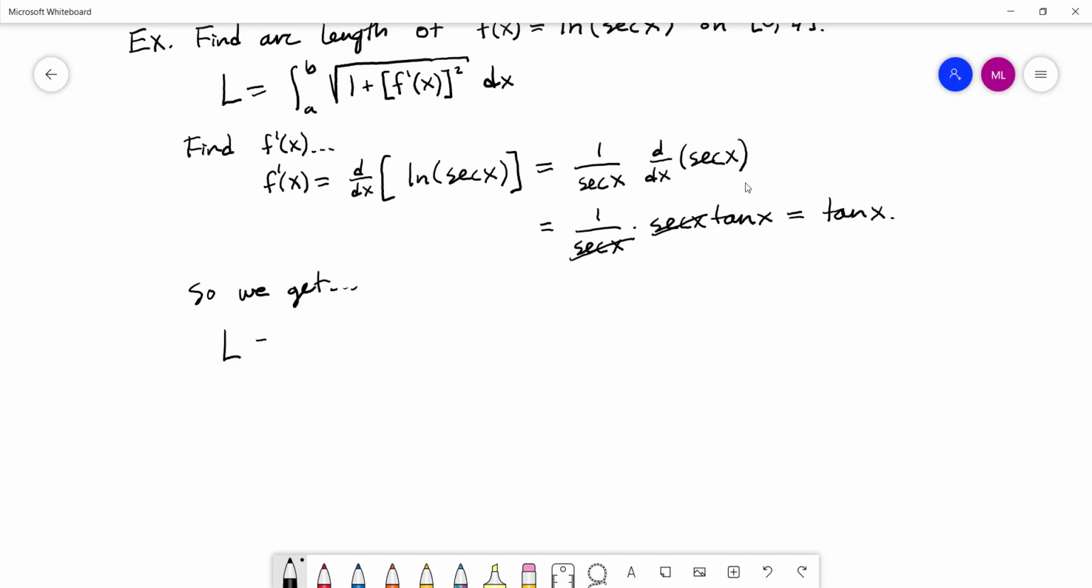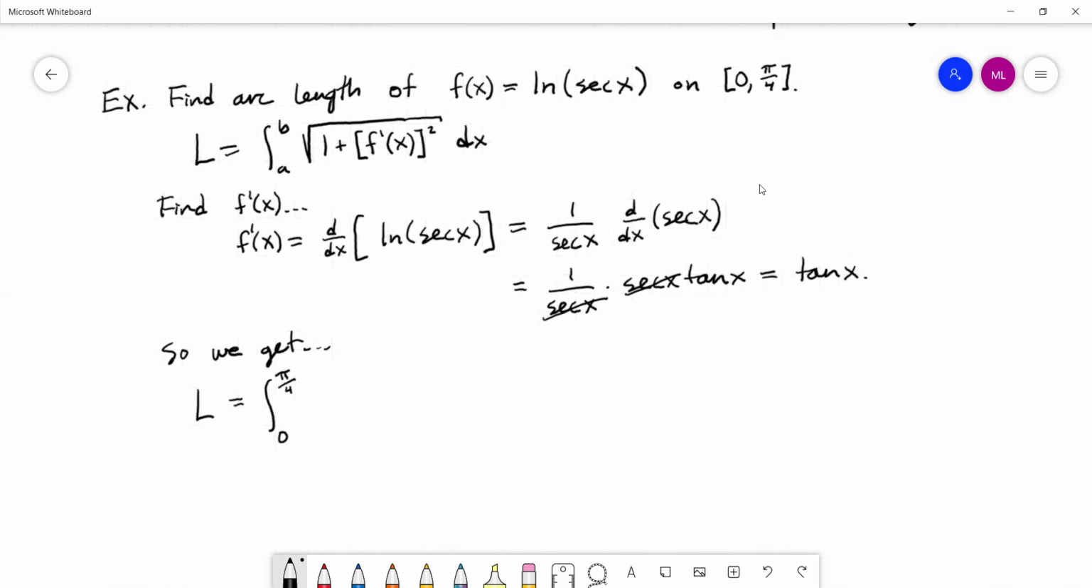that our arc length integral is going to be the integral from 0 to pi over 4, and again, those bounds of integration just come from right here. There are coordinates where we are starting and stopping our integral in the x direction, of the square root of 1 plus f prime of x. We just found f prime of x. It is tangent of x. So tangent of x squared dx.